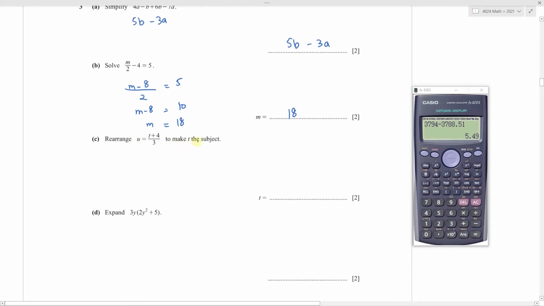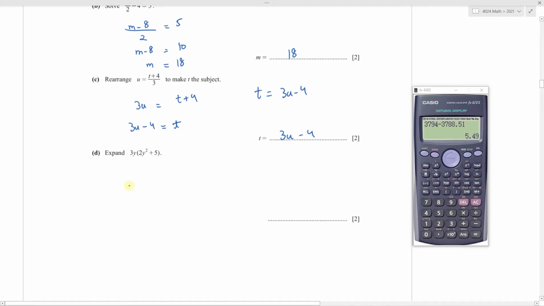Rearrange this to make t the subject. So I'll take this 3 to the other side. I will get 3u equals to t plus 4, and 3u minus 4 equals to t. Or you can say t equals to 3u minus 4. Part D is expand this expression. So I will multiply this 3y inside. So this will be 3 times 2 is 6 y cube, because this is y square, this is y power 1. So 2 plus 1 is 3. And then this will be 15y. So 6y cube plus 15y.